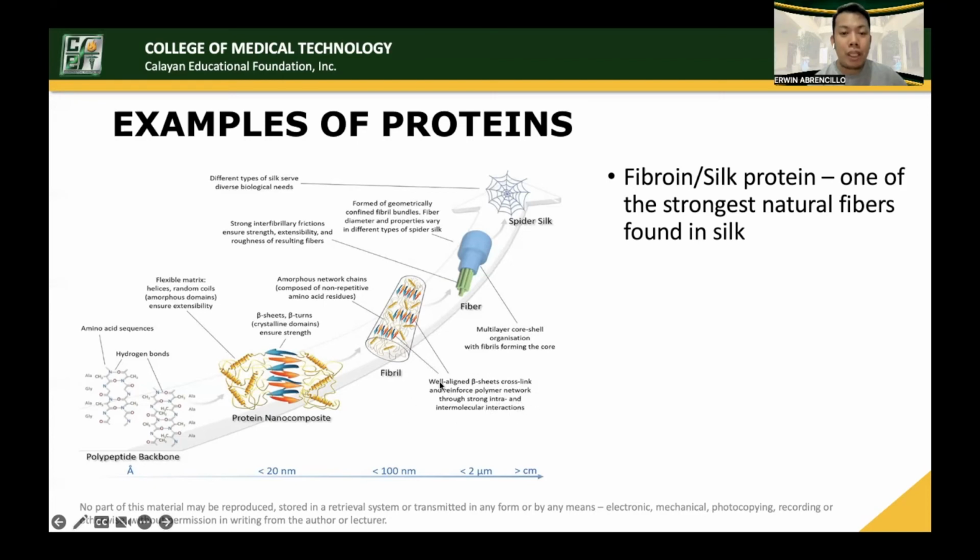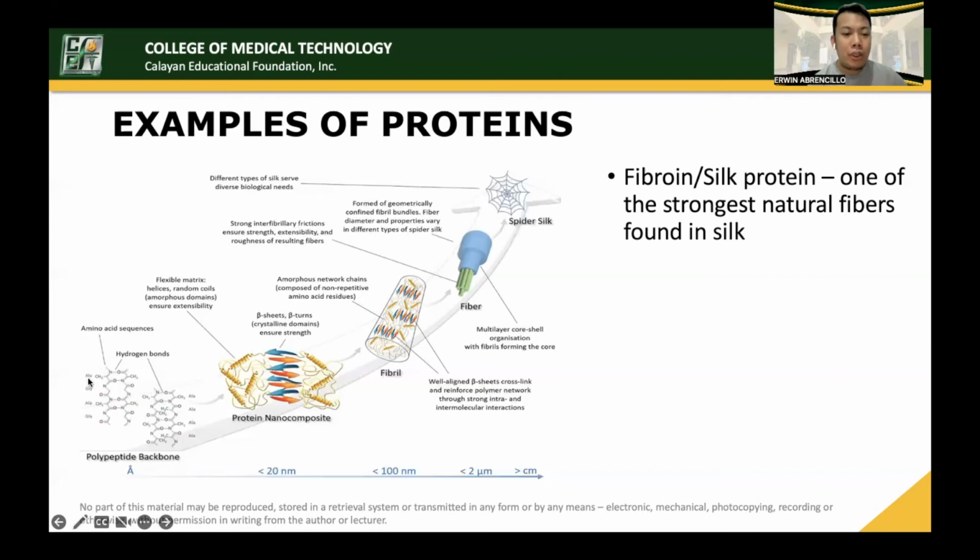So these terms mean that the proteins are bonded together in beta sheets. So there are different forms of protein, and one of them is the formation of alpha and beta sheets. This one is beta sheets. And then you have here beta sheets and beta turns, which ensure strength.